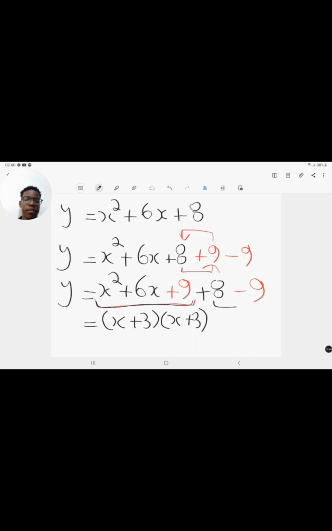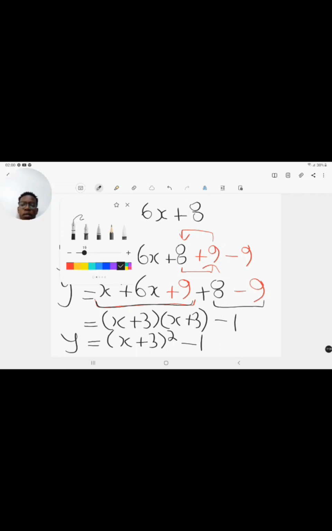Then what is 8 minus 9? 8 minus 9 is minus 1. Okay, and then I can see these two factors are identical. Since they are identical, I can just square them. So I can just say (x plus 3) all squared minus 1. Okay, and then what do you notice?